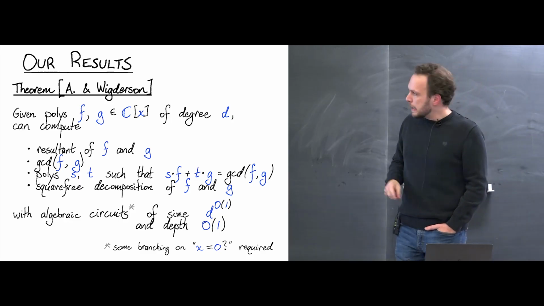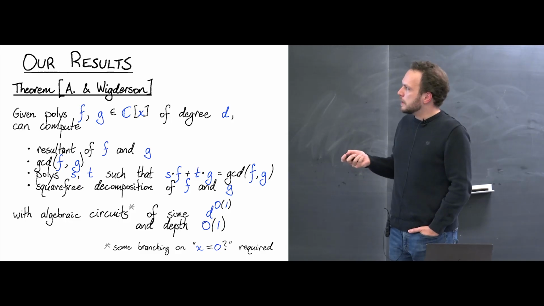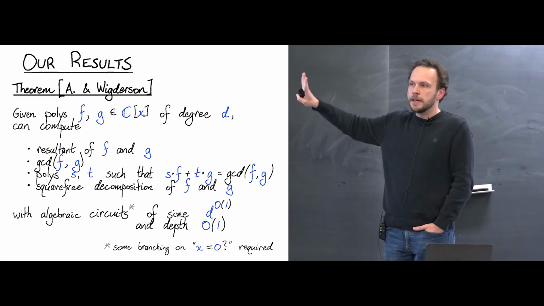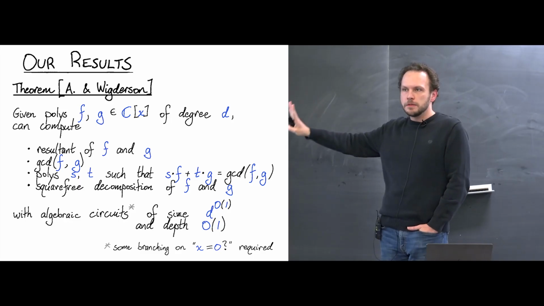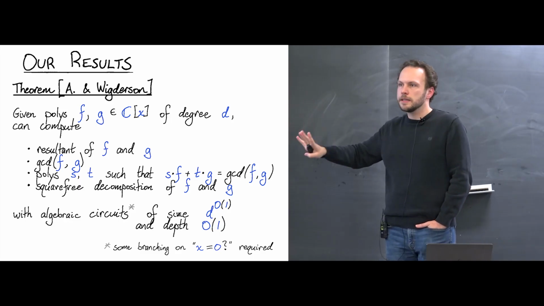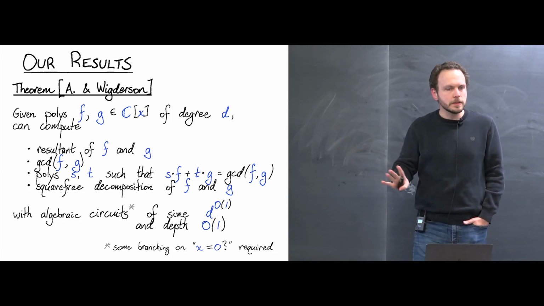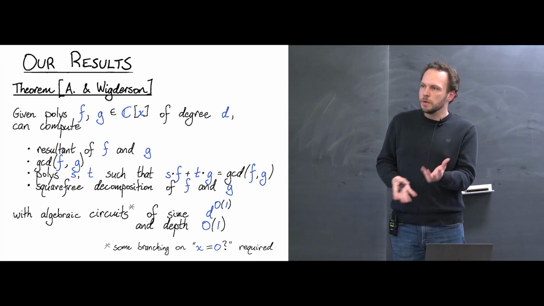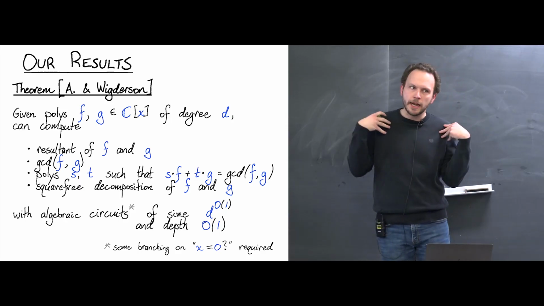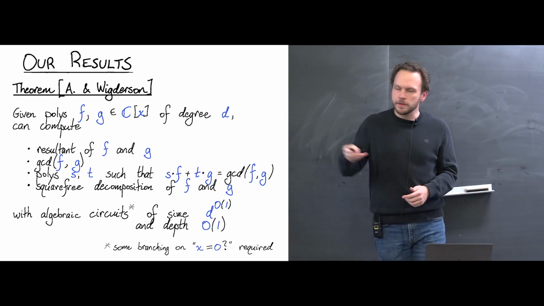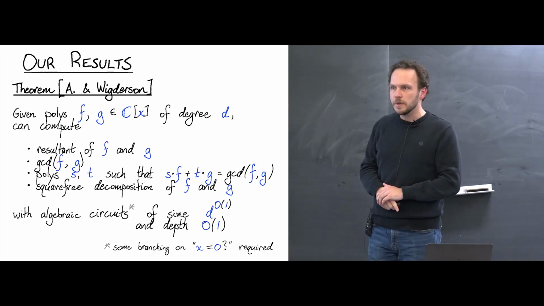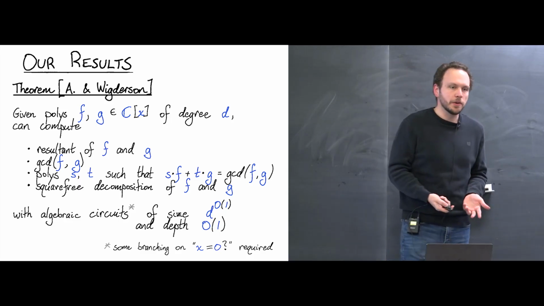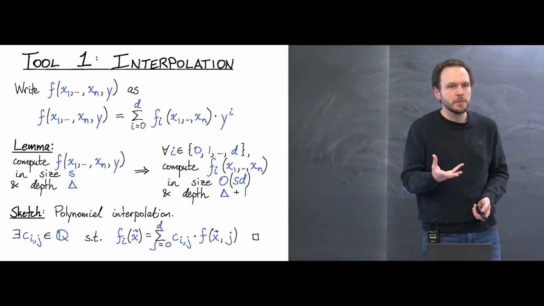Okay, so I want to tell you a little bit about how you design these algorithms for the resultant and for the GCD. And to do that, I want to completely forget the context of the GCD and resultant and all these problems for about 15 or 20 minutes, and just tell you how we can do anything at all in constant depth. We'll build up a bit of a toolbox, and then we'll see how it actually becomes useful for solving these kinds of problems. Okay, so what's the first thing you can do in constant depth? Well, really the only thing you can do, in some sense, is polynomial interpolation.